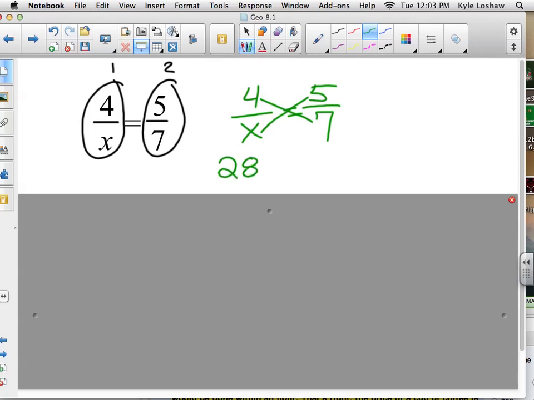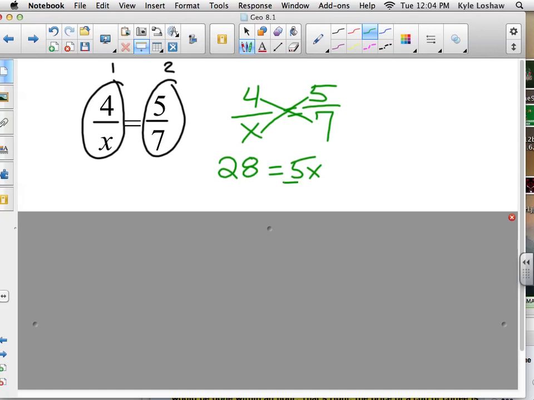We have this equal sign still in the middle. That's got to be there. On the other side, we're going to have 5x. Then if we want to figure out what x equals, we simply divide by 5. So our x value to make our two ratios the same would be x equals 28 over 5.